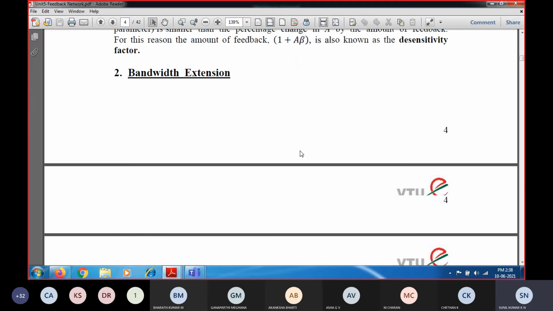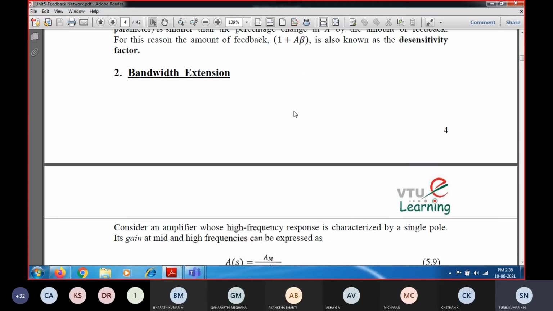So the next important property you are going to find is bandwidth extension. On employing negative feedback, the bandwidth of the amplifier is going to increase when compared to the normal amplifier bandwidth. So if we employ negative feedback, the bandwidth of the amplifier will be increased. That is the property of bandwidth extension.